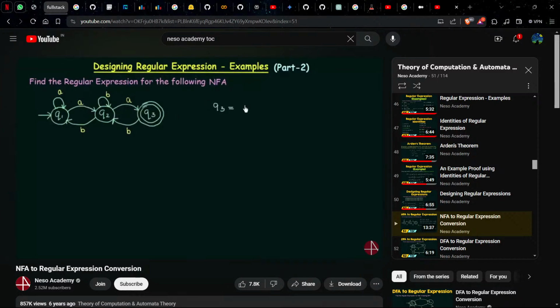It is coming from Q2 with an input A. So since it's coming from Q2 with an input A, we write it like this. And check if there are any more incoming transitions to Q3. There are none. So this is only one, and this one, let me call it equation number 1, that is equation for Q3.